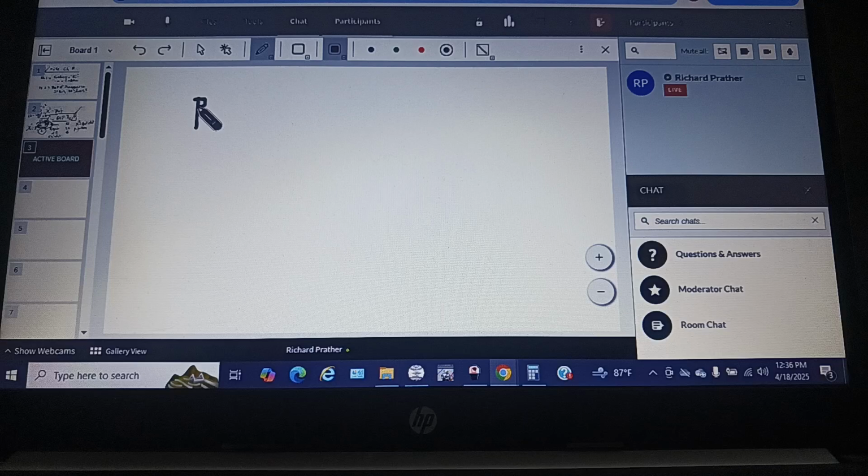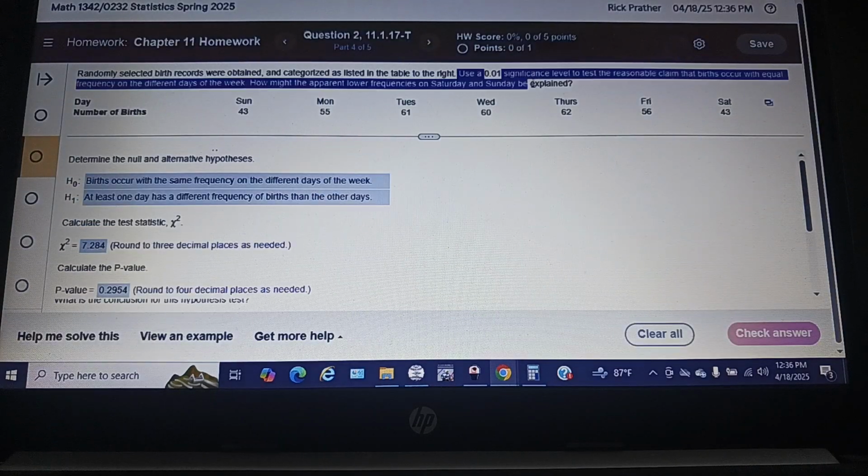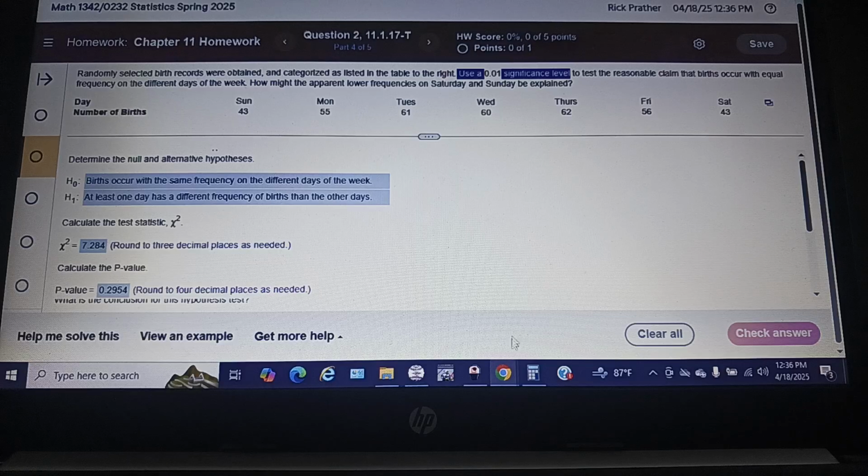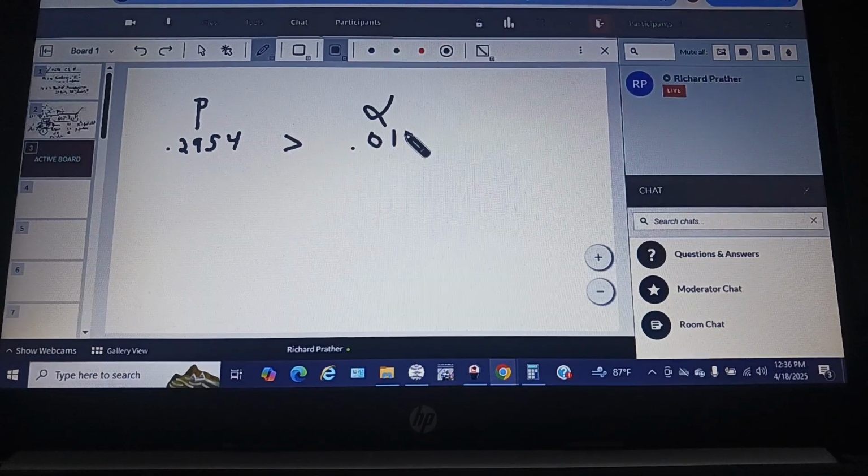I just got a p-value of 0.2954. This is greater than any alpha they would give me, but I should check which one it was. Alpha was 0.01 significance level. Even if I add 2 zeros, I'm still greater. So we do not reject the null. Do not reject the null.